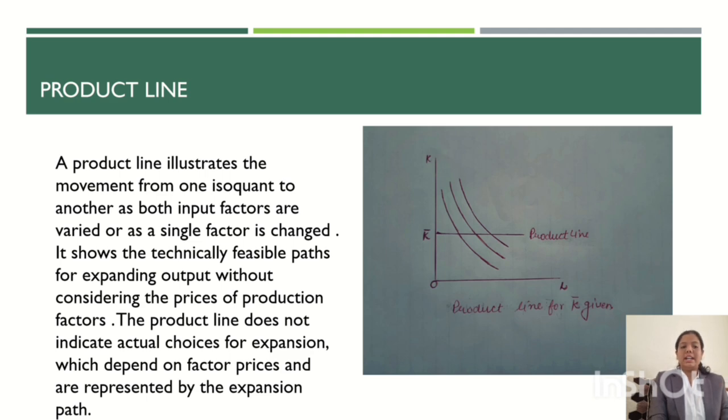The product line does not indicate actual choices of expansion, which depend on factor prices and are represented by the expansion path. So our next slide, this diagram shows the product line. So our next slide is homogeneous function.